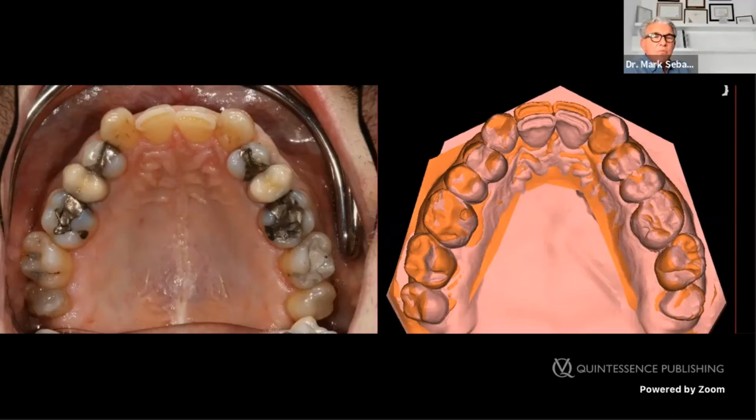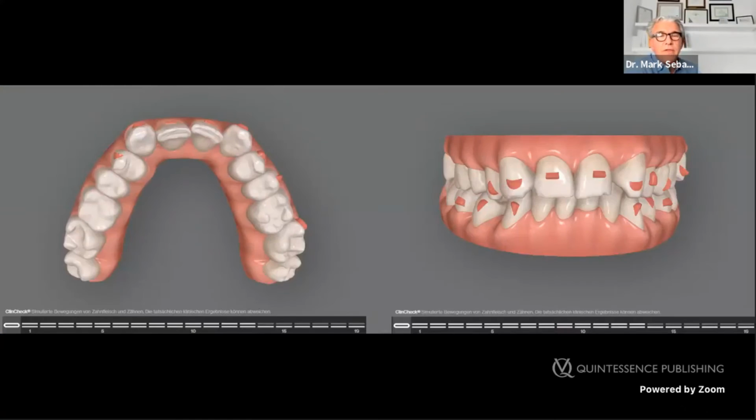As you can see, the arch form in the front is really not perfect. Here we wanted to get an aesthetic solution. What should we put on, ceramic or resin, to get an aesthetic solution? We talked about changing the tooth position with just some aligners, so that we get a better outcome for doing some orthodontics.